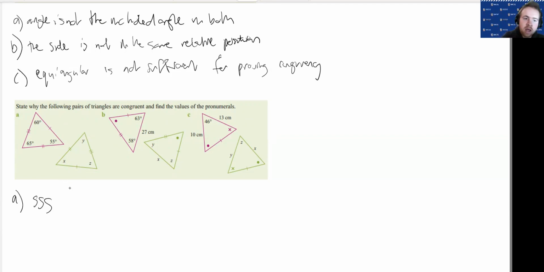And then I can use the angle that's opposite the single dash is Y. So Y is going to be 65 degrees. The angle that's opposite the triple dash will be 55. So that means X equals 55 degrees. And therefore, Z is going to be 60 degrees as well. So once we know that they're congruent, we just have to look at the relative positions of the angles with the sides. And you have to look for opposite angles and sides matching.